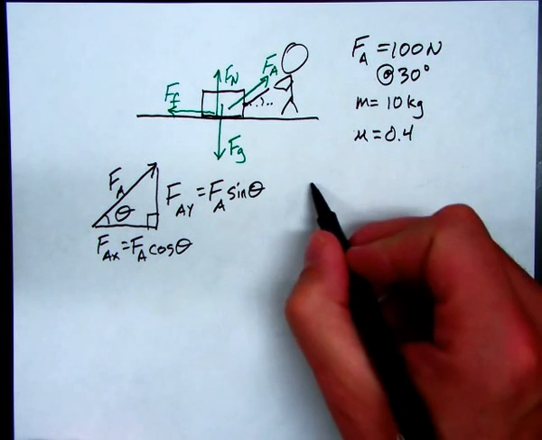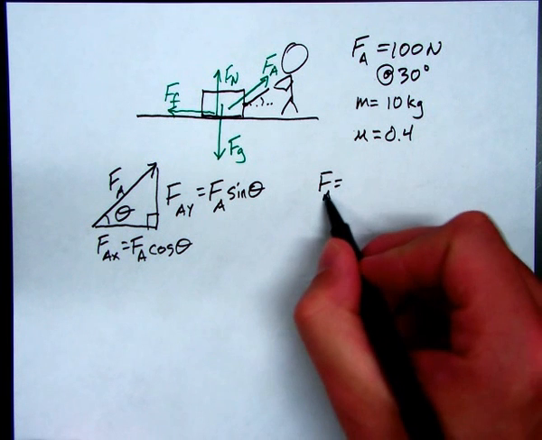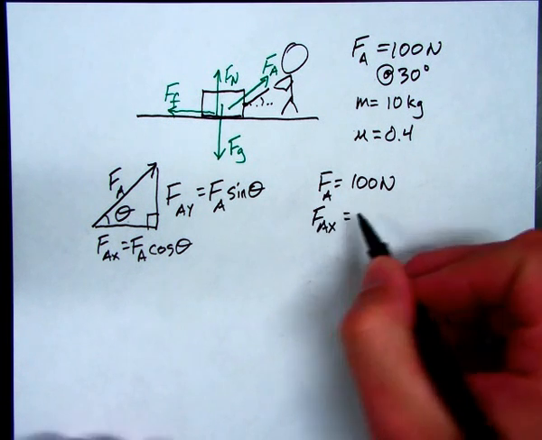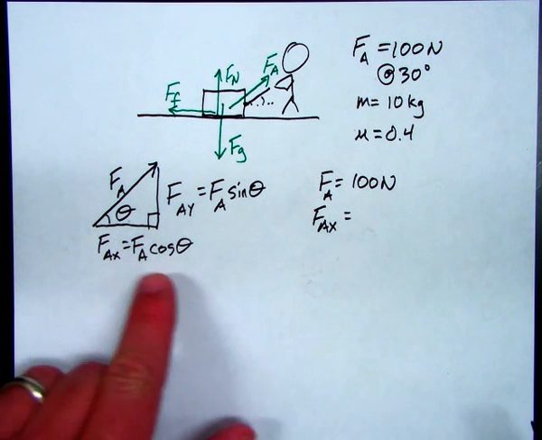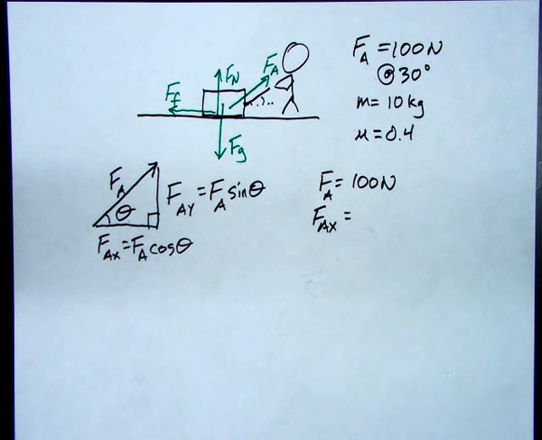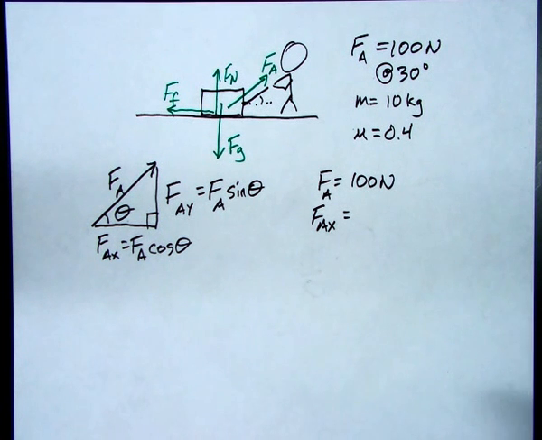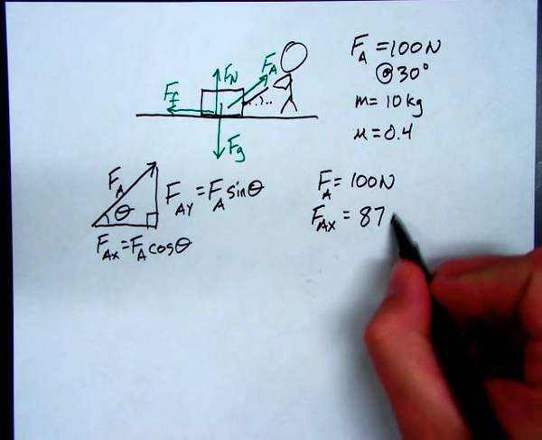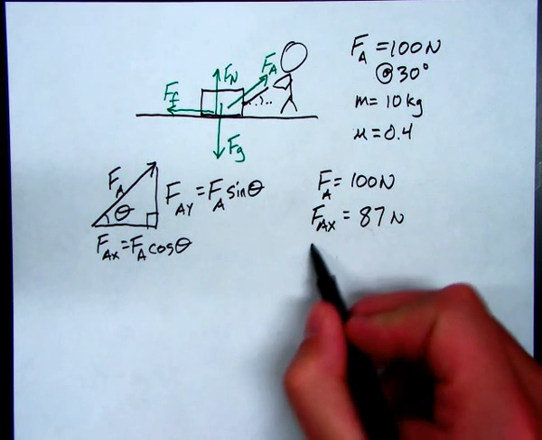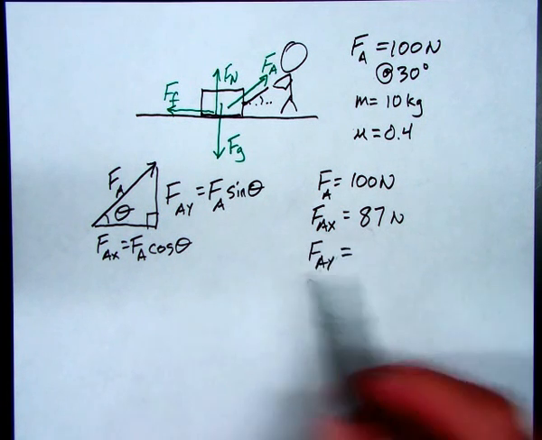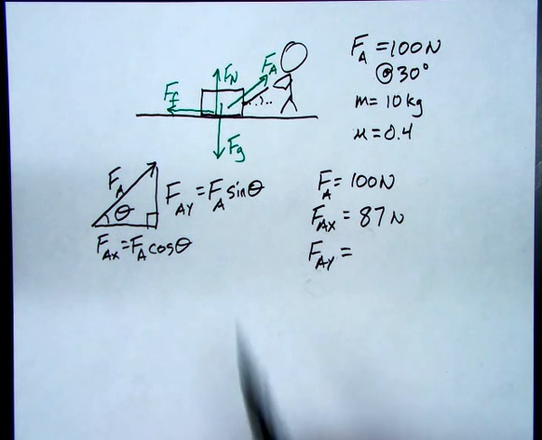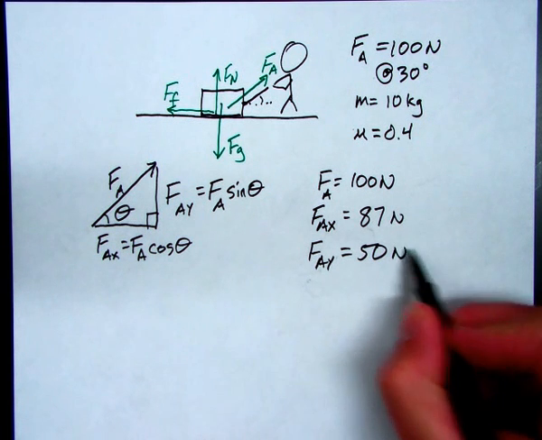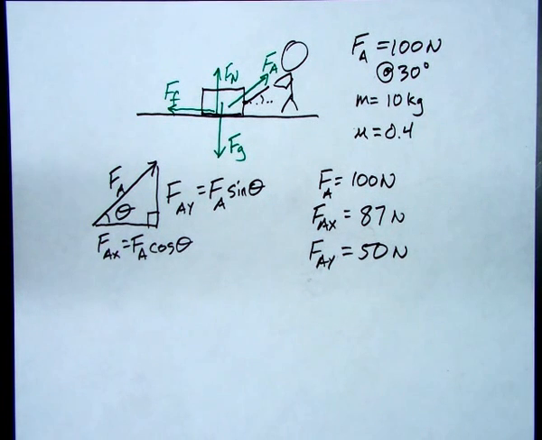So, if my applied force is 100 newtons, then my applied force in the x direction is going to be 100 times the cosine of 30. Cosine of 30 is 0.866. I'll call it 0.87. And so once again we have 87 newtons of force horizontally. Vertically, I have 100 times the sine of 30. The sine of 30 is 0.5. 100 times 0.5 gives me 50 newtons. All right, I've got everything worked out there.